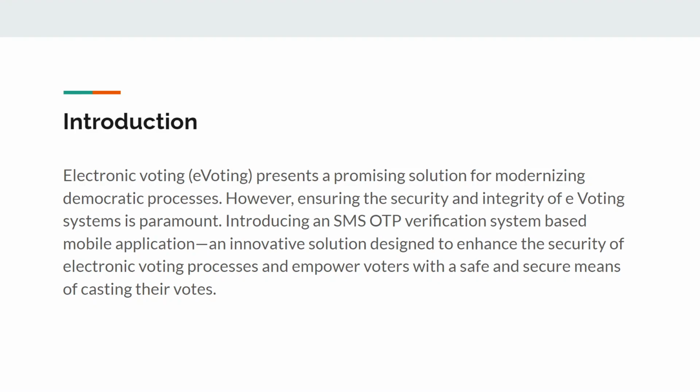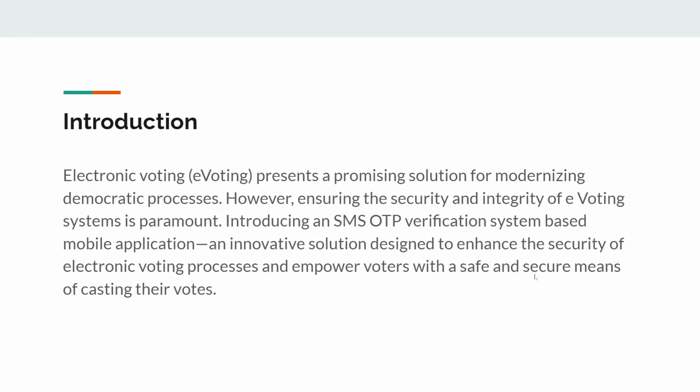There is the introduction. Electronic voting, e-voting, presents a promising solution for a modernized democratic process. However, ensuring the security and the integrity of a voting system is paramount. Introducing an SMS OTP verification system-based mobile application, an innovative solution designed to enhance the security of electronic voting processes and empower the voter with a safe and secure means of casting their votes.